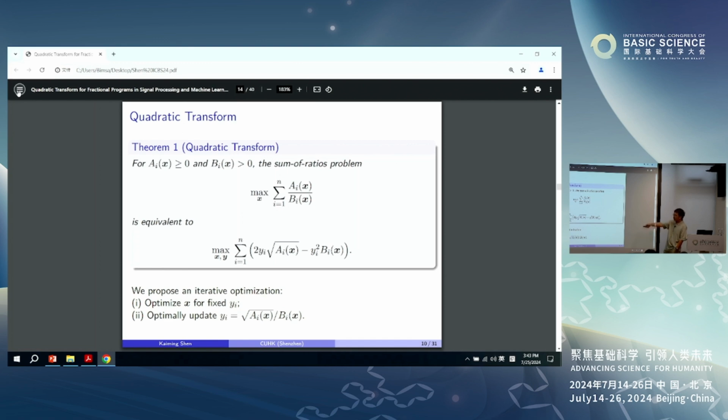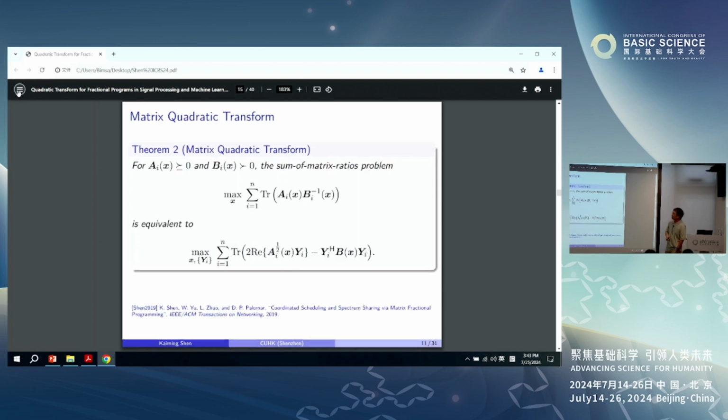Then we just iterate between these two steps, and we will ultimately arrive at a stationary point of the original problem, which is the local optimal. This is the best one can expect for a non-convex optimization problem.